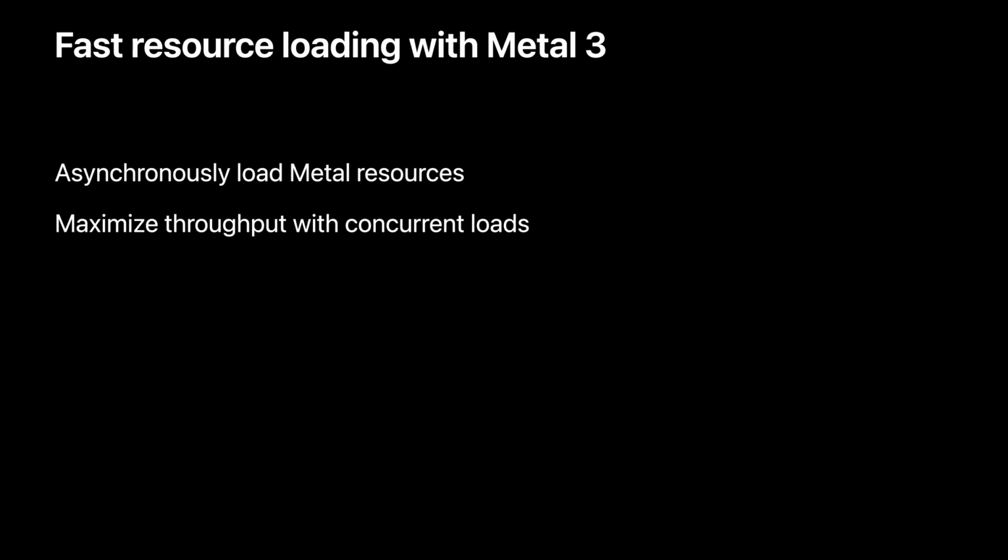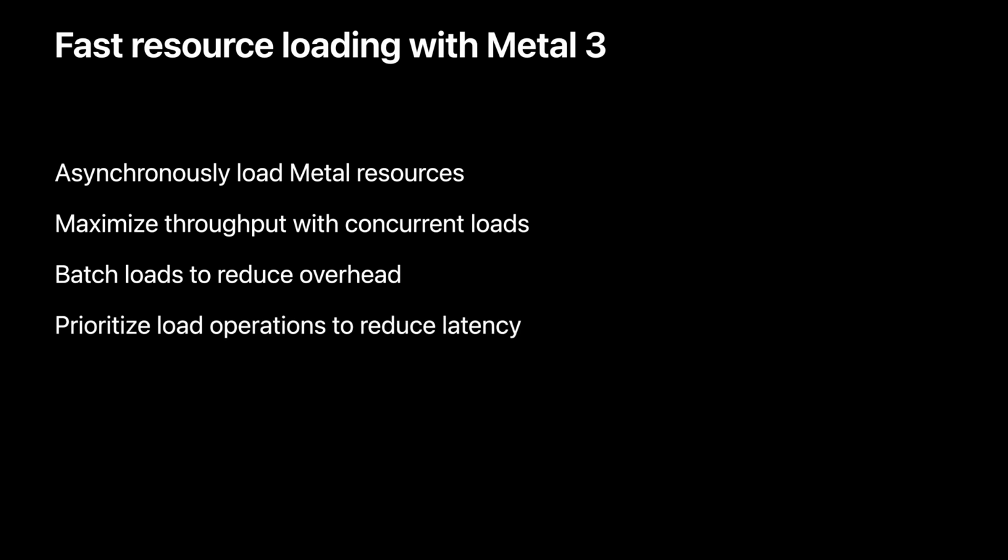Fast resource loading is an asynchronous API that loads resources from storage. Unlike existing load APIs, the thread which issues the loads does not need to wait for the loads to finish. The load operations execute concurrently to better utilize the throughput of faster storage. You can batch load operations to further minimize the overhead of resource loading. And finally, with Metal 3, you can prioritize load operations for lower latency.